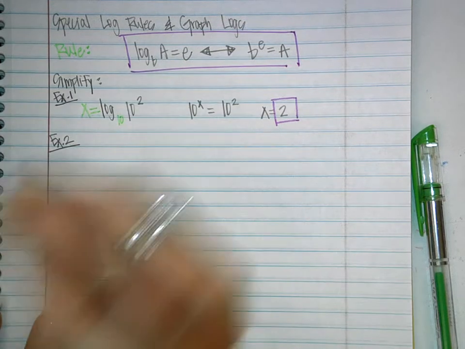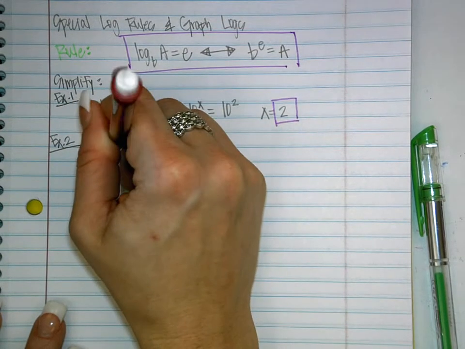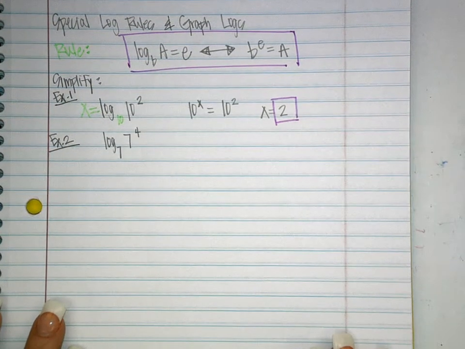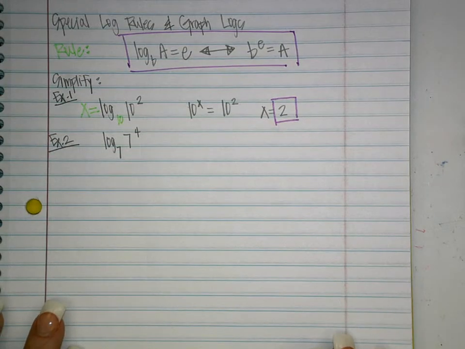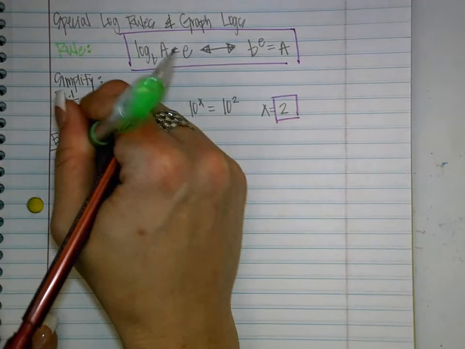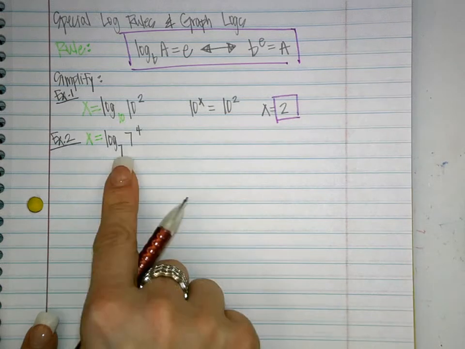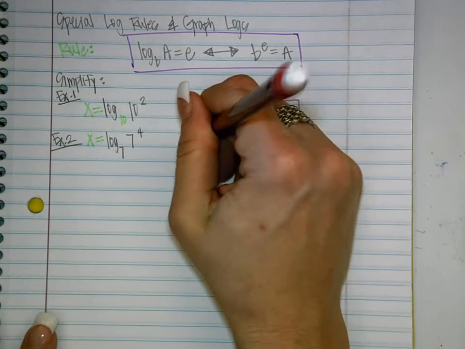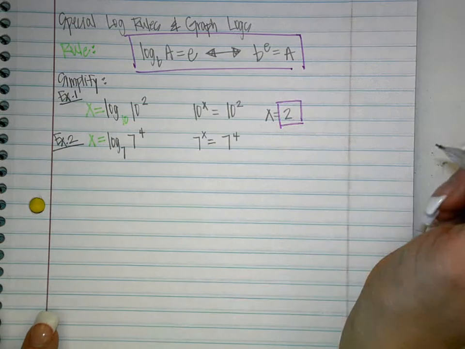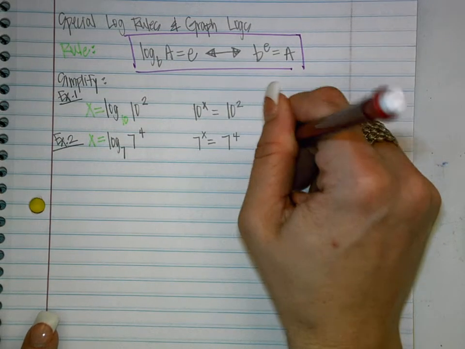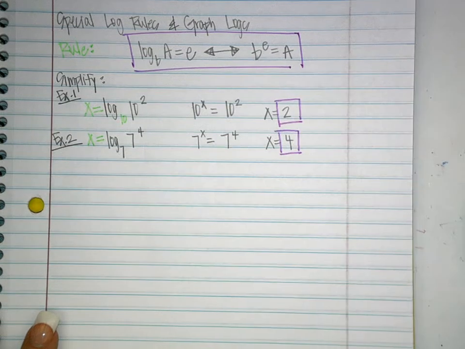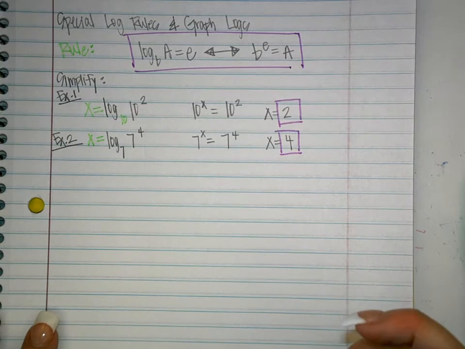Try another one. Number 2, if I have log base 7 of 7 to the 4th, again, you could start by putting in your x equals and then rewrite this. X is the exponent on 7. That makes 7 to the 4th. If you drop those, you'd get x equals 4. Are you noticing any sort of pattern here? Any pattern yet?